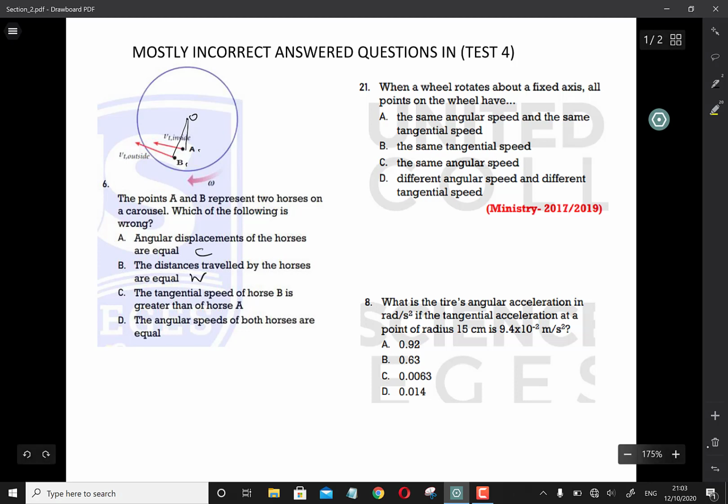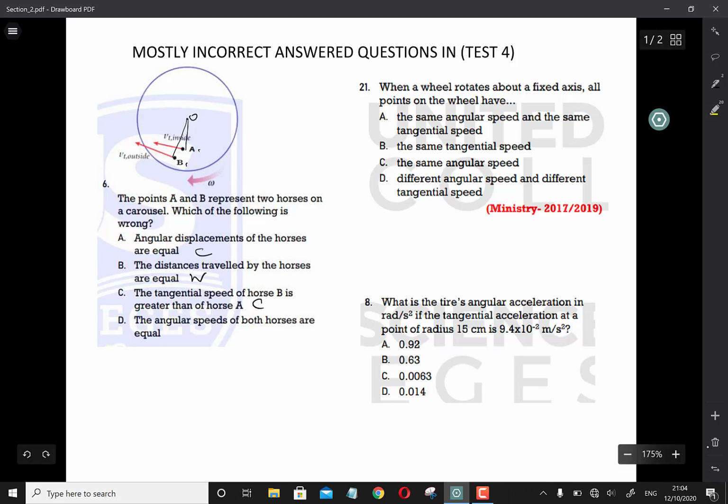C. The tangential speed of horse B is greater than horse A. The tangential speed of horse B is greater than horse A because horse B is farther from the center of rotation. So the outside horse will travel faster than the inside horse. So this is also correct.